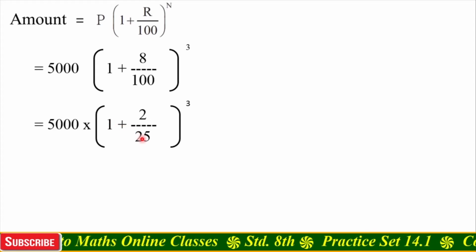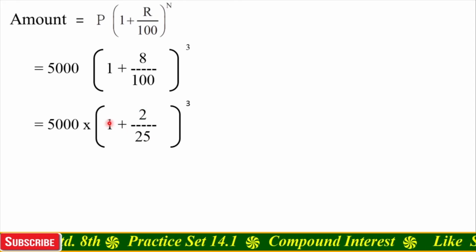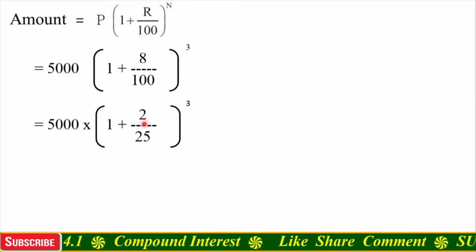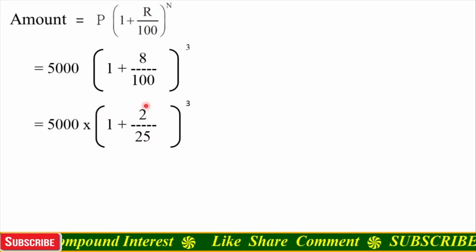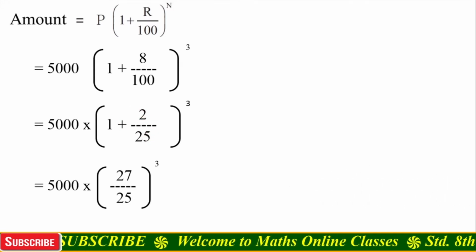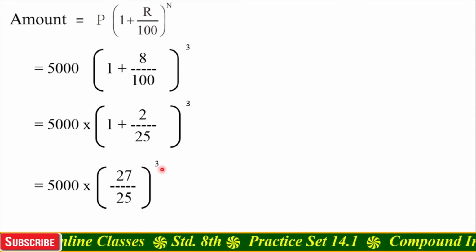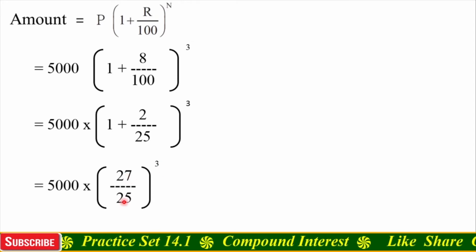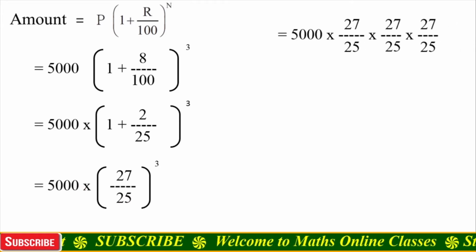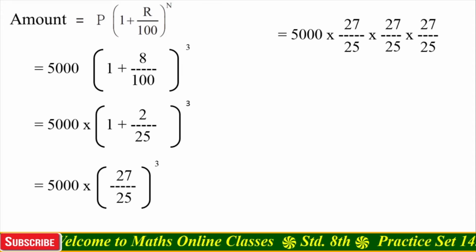We have to multiply 1 with 25 and this denominator 1 with 2. 25 into 1, 25. 1 into 2 is 2. We have to add upper numbers, that is 25 plus 2 is 27, and finally we get 27 upon 25. Hence 5000 multiply 27 upon 25 bracket cube, as at the place of index 3 is there, we have to take 27 upon 25 3 times for the multiplication. Hence 5000 multiply by 27 upon 25 multiply by 27 upon 25 multiply by 27 upon 25.